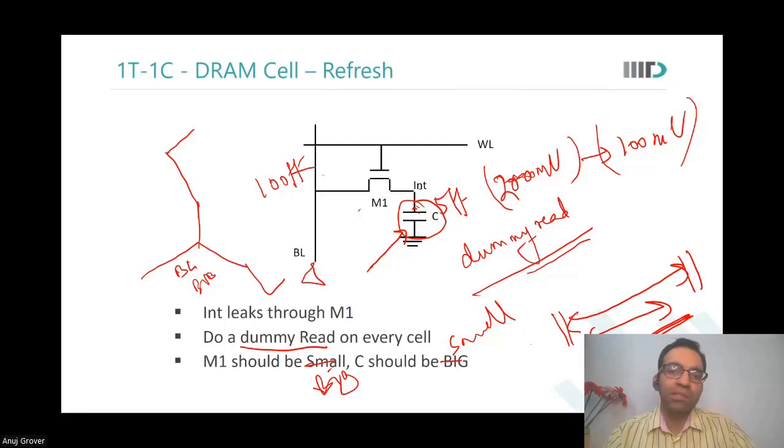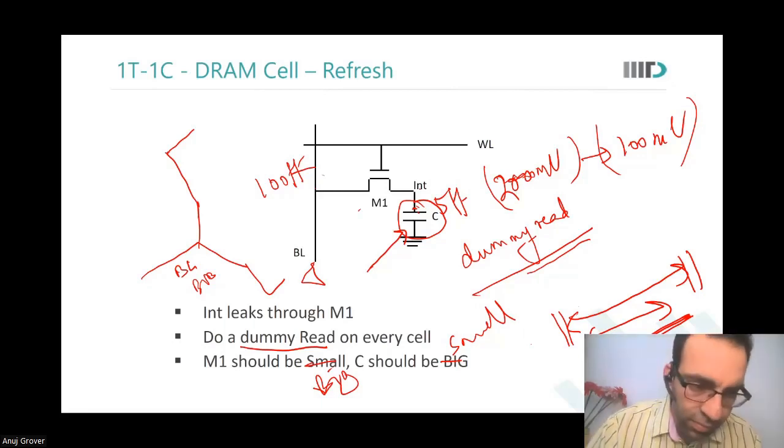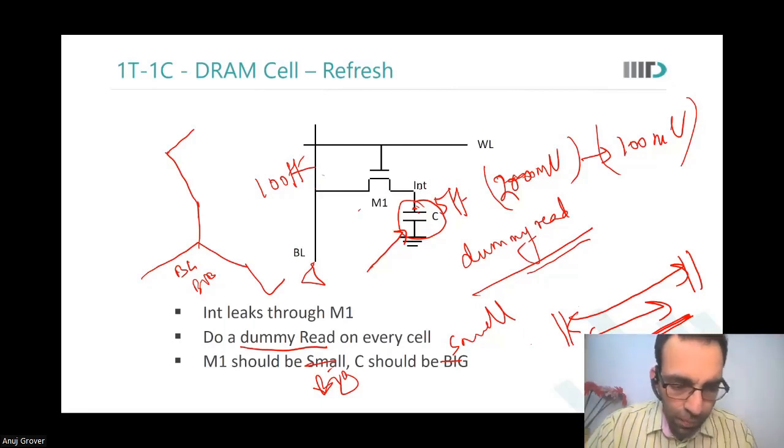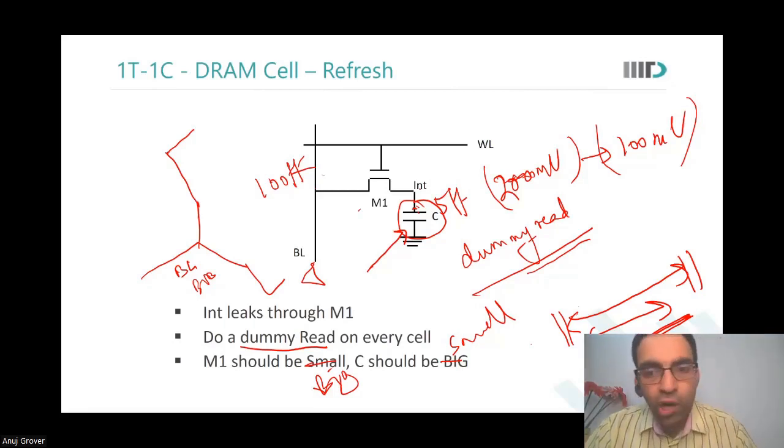So you want to replenish the charge onto the internal node. Whether it was a 0 or a 1, you want to bring it back to the original level. Am I right? Yeah, so that our data is not lost. Yes. So during read operation, what happens?